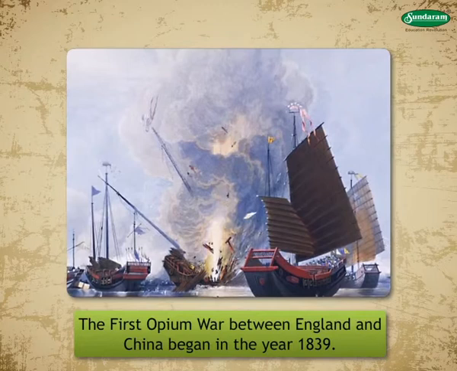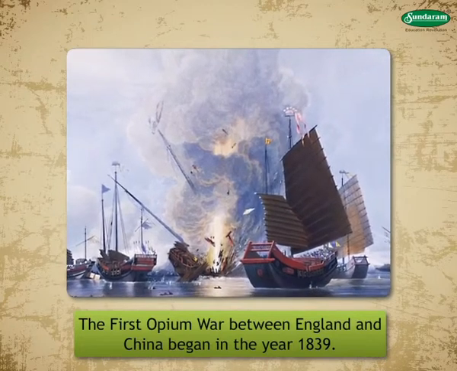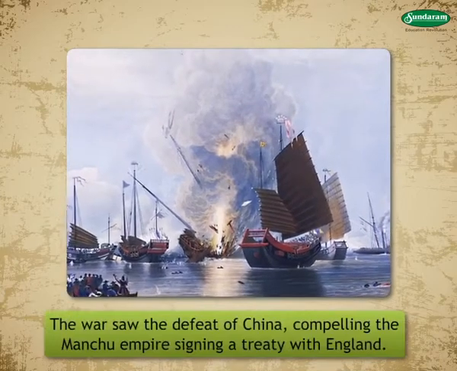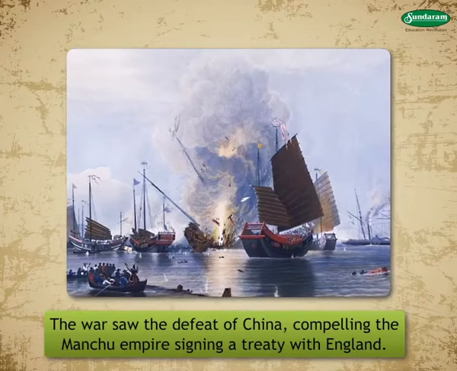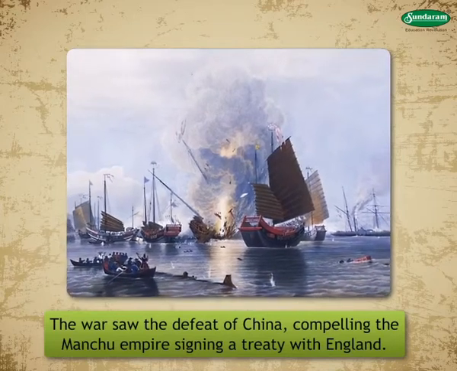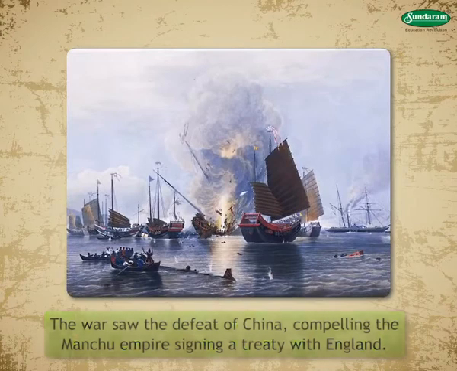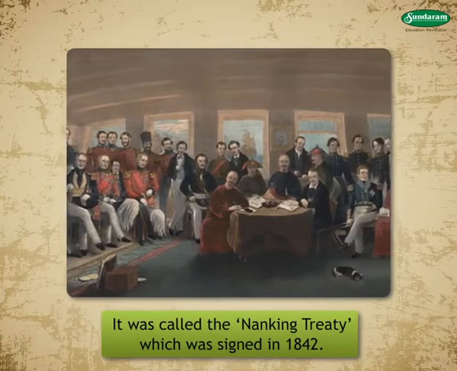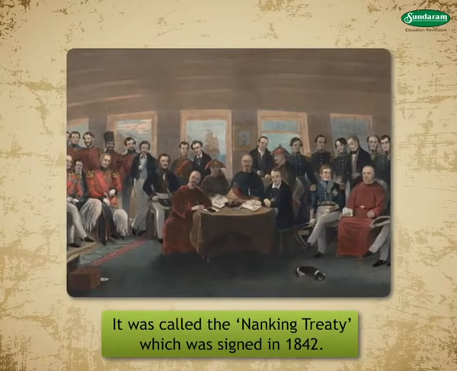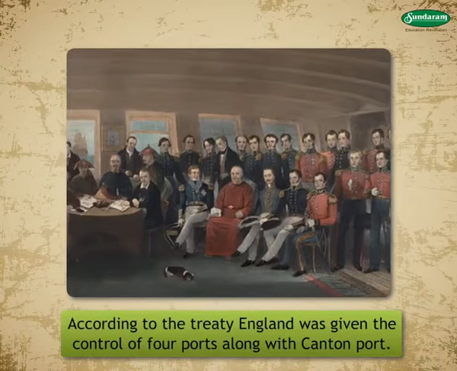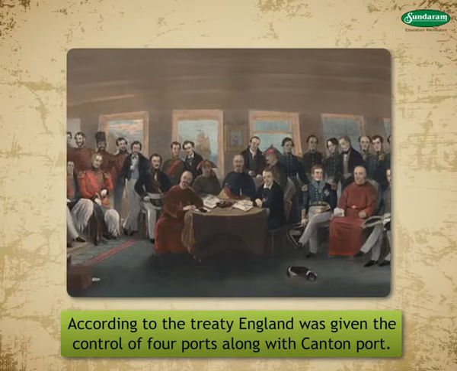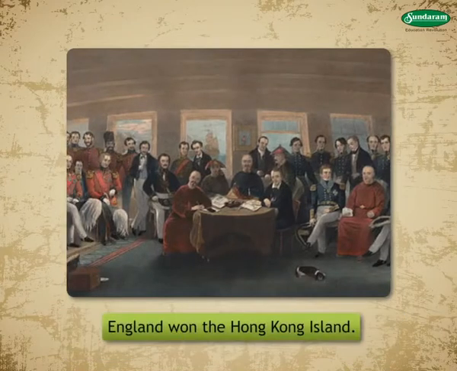The First Opium War between England and China began in the year 1839. The war saw the defeat of China, compelling the Manchu Empire to sign a treaty with England. It was called the Nanking Treaty, which was signed in 1842. According to the treaty, England was given the control of 4 ports along with Canton Port. England won the Hong Kong Island.